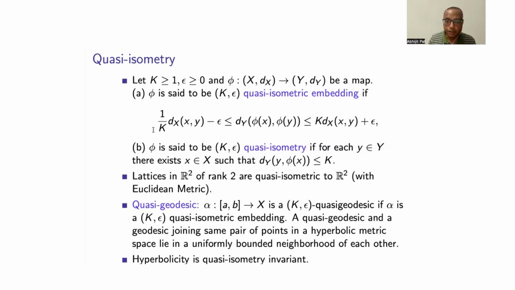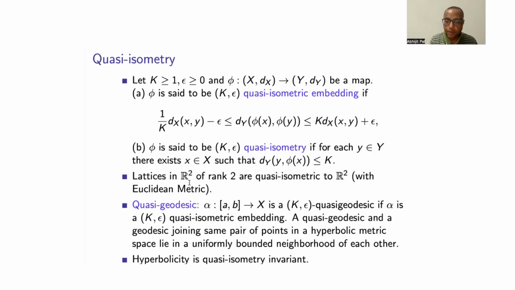A map phi is said to be quasi-isometric if phi is a quasi-isometric embedding and the second condition is also satisfied: for each element y in the codomain space, there exists an element x in the domain space such that the distance between y and phi x is less than or equal to k. One can prove that lattices in R2 of rank 2 are quasi-isometric to R2. Here, in R2, I am taking the Euclidean metric.